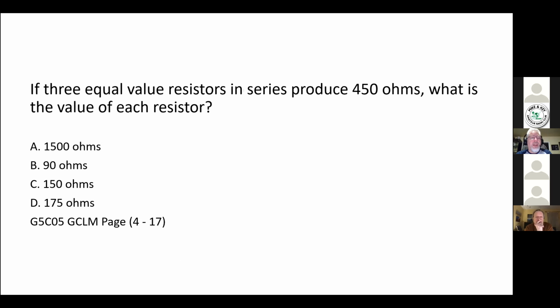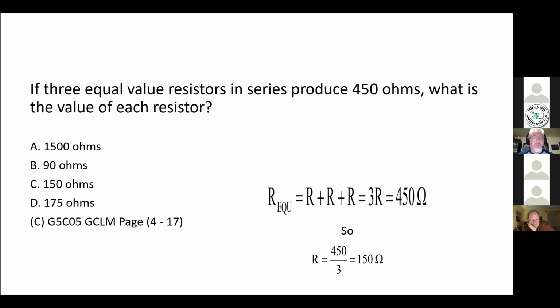If 3 equal value resistors in series produce 450 ohms, what is the value of each resistor? A, 1,500 ohms, B, 90 ohms, C, 150 ohms, or D, 175 ohms? Charlie, 150 ohms, because you've got 3. Correct. So resistors in series, you just add the 3. Okay.